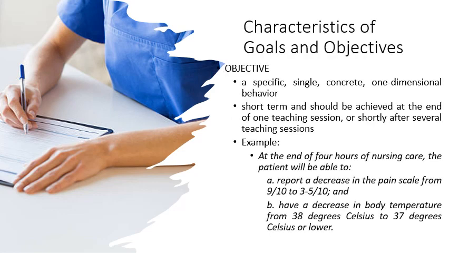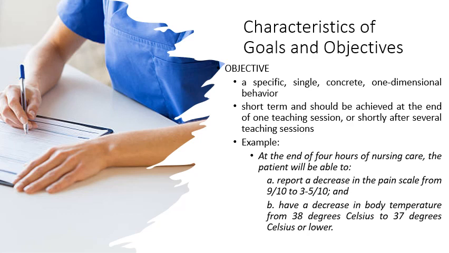An objective, in contrast to a goal, is a specific, single, concrete, one-dimensional behavior. Objectives are short-term and should be achieved at the end of one teaching session or shortly after several teaching sessions. A behavioral objective is the intended result of instruction, not the process or means of instruction itself.